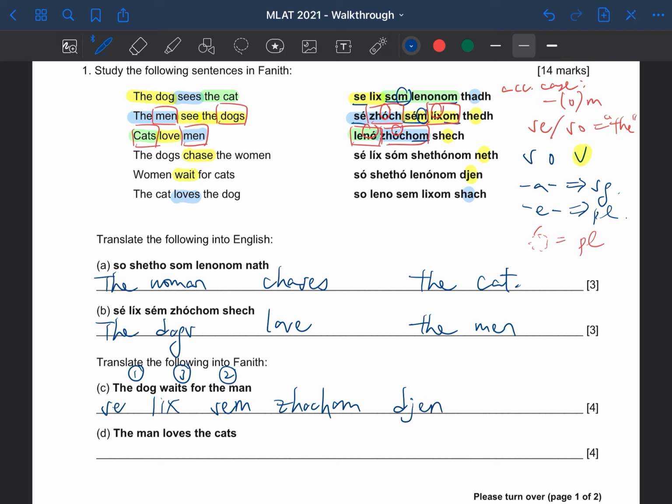But is this Jen or Jan? The dog is singular, so it should be Jan. Right, and the man is the subject here, so we have se, jok, and the cat would be so leno. But this time with cat, it will have the accent marked, and it's the object, so it will be in accusative case, and lenonom would be. Love, what is loves? Loves would be shark. There we have it.